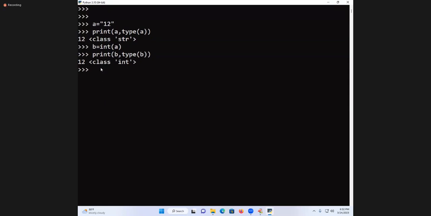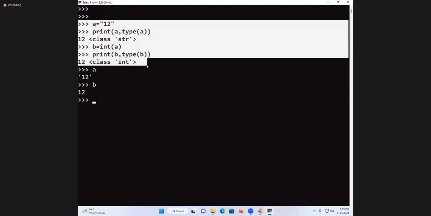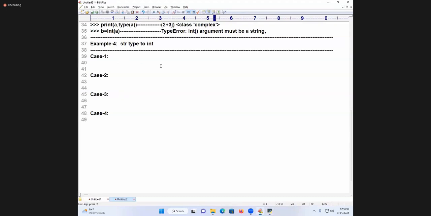If you want to see the difference, since both look the same, write A within quotes and B without quotes. Without quotes means int type. Did you understand? Going back, what is case one? str into int. Possible or not possible? Possible.